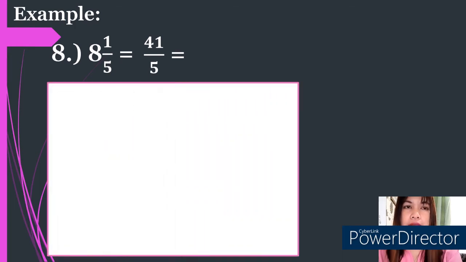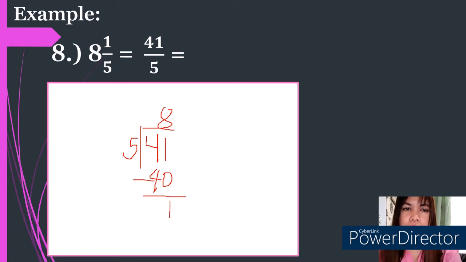And we are going to divide the numerator. So 41 divided by 5. Okay. So we have 8. Then 8 multiplied by 5, meron tayo 40. We're going to subtract 41 minus 40. So we have 1. Okay.